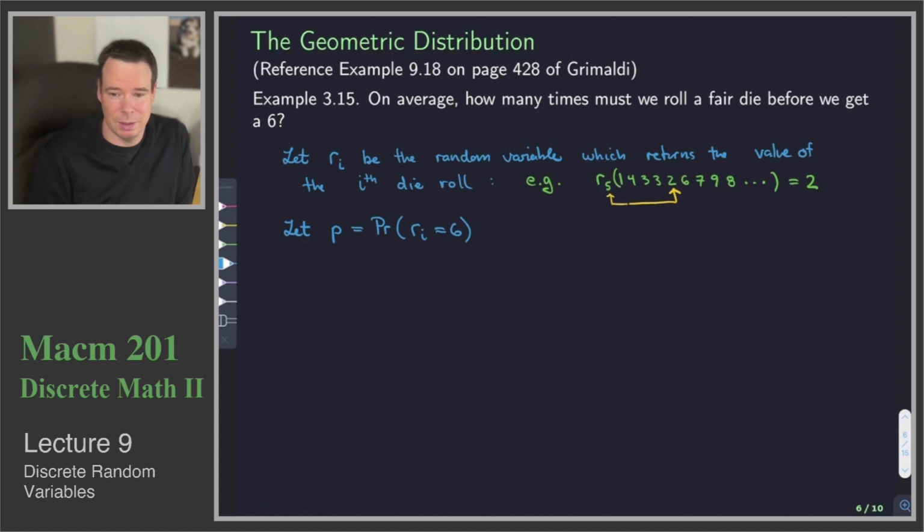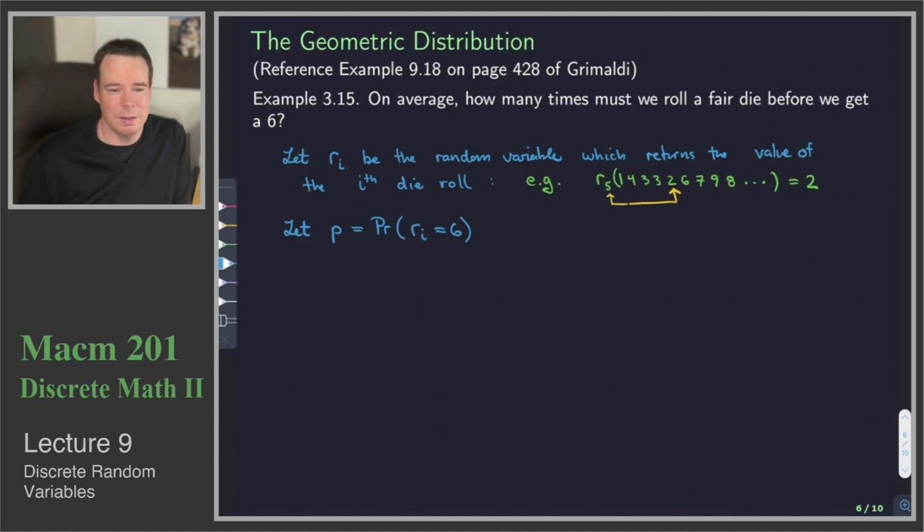Because that's what I'm ultimately interested in. This is where I bring into the mix rolling a 6 or not. So what is the probability of rolling a 6 on the ith die roll? Well, when I roll the die and then roll it again and again, those are all independent events. So the value on the ith roll is independent of any other roll.